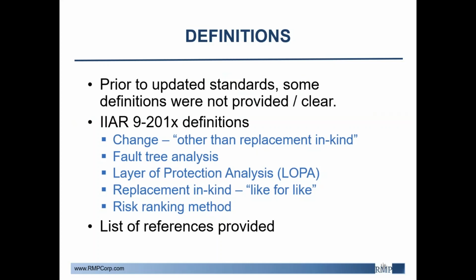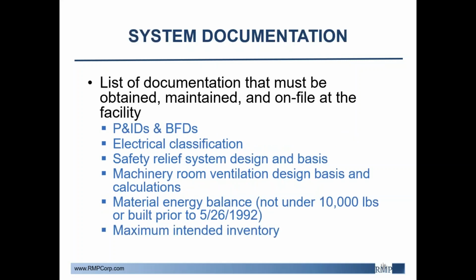IAR 9 established some definitions that just weren't established before. Part of that was defining change, like changing a system, so anything other than replacement in kind. Some definitions as far as qualitative analysis for PHAs or for this evaluation, and defining risk ranking method. Some things everyone should be familiar with that come up with PHAs. They go into a little more detail addressing those definitions specifically for ammonia refrigeration. And then there's a list of references as well.